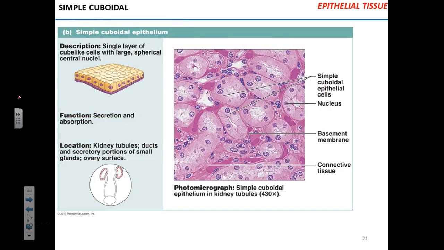Cuboidal. Cuboidal epithelium deals with secretion and absorption. Okay?